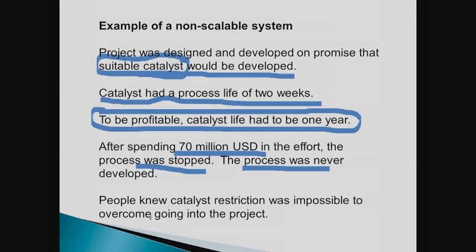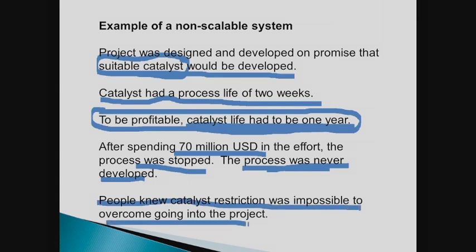The process never developed because they couldn't find a catalyst with a life of 1 year. They knew this was impossible going in, and that was the conclusion coming back out. A 1-year catalyst life was not available. People knew the catalyst restriction was impossible to overcome when they went into the process. So $70 million spent, a whole bunch of people designing this process, and it couldn't be built because the catalyst life was a week.